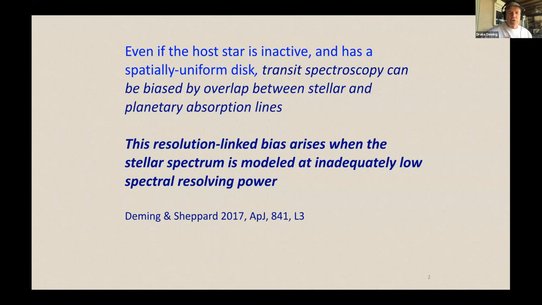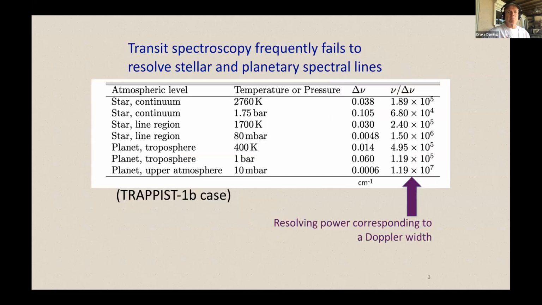This is an effect that Kyle Shepard and I published several years ago, and I'm reminding you that this effect is important, and it will be especially important in the JWST era. It arises when the stellar spectrum is modeled at inadequately low spectral resolving power. If you use a low resolution stellar spectrum to do your analysis of your transit data and your retrievals, you will be subject to this bias. Even if you use a high resolution spectrum, and it is not a perfect representation of the star, there will be a bias effect.